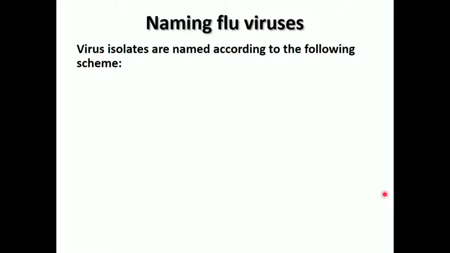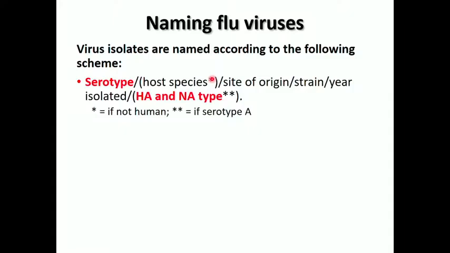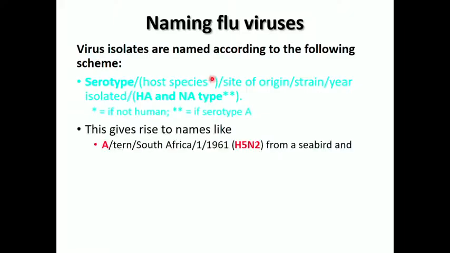So, to give you some background and to make it clear what exactly people are looking for, I've already told you something about how you name influenza viruses. Well, they're named according to this rather impossible-looking scheme. That's serotype, host species, site of origin, strain, year isolated, and HA and NA type, which comes up with something like this.